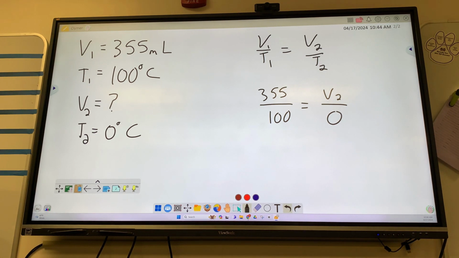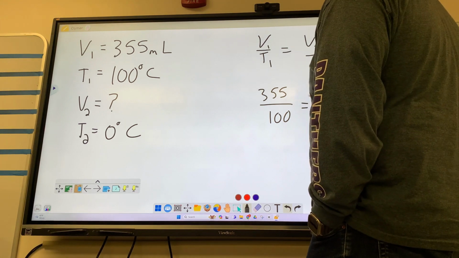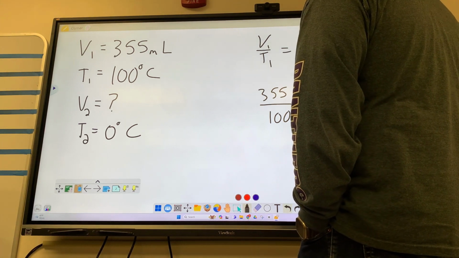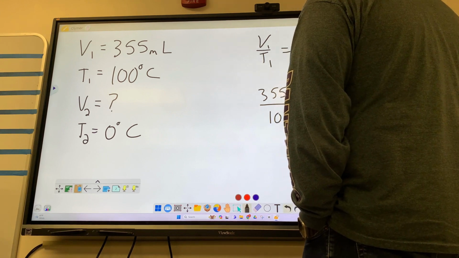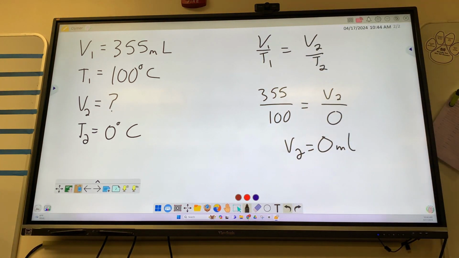How do we solve a problem like this? Cross multiply and divide, right? We've seen that before in this class when we did, I think, percent yield or something. So let's try that. So 355 times 0, 0 divided by 100, V2 equals 0 mils. Is that possible? Yeah. Is it though? No.